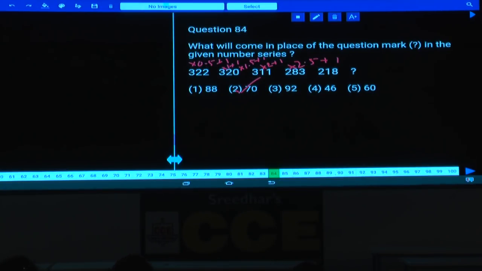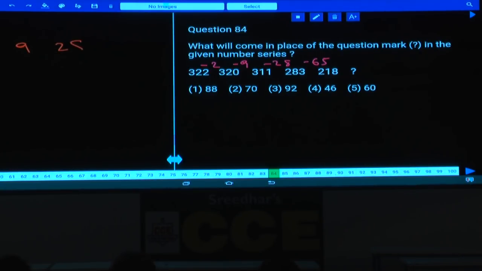Then question number 84. Now in this 84, what is the difference here? Minus 2. Now here the difference between 11 and 20 is minus 9, and 11 and 83. 83 is 17 plus 11, that is 28, and 83 and 18. What is the difference between these two here? 65. Now what are these numbers? 2, 9, 28, 65.